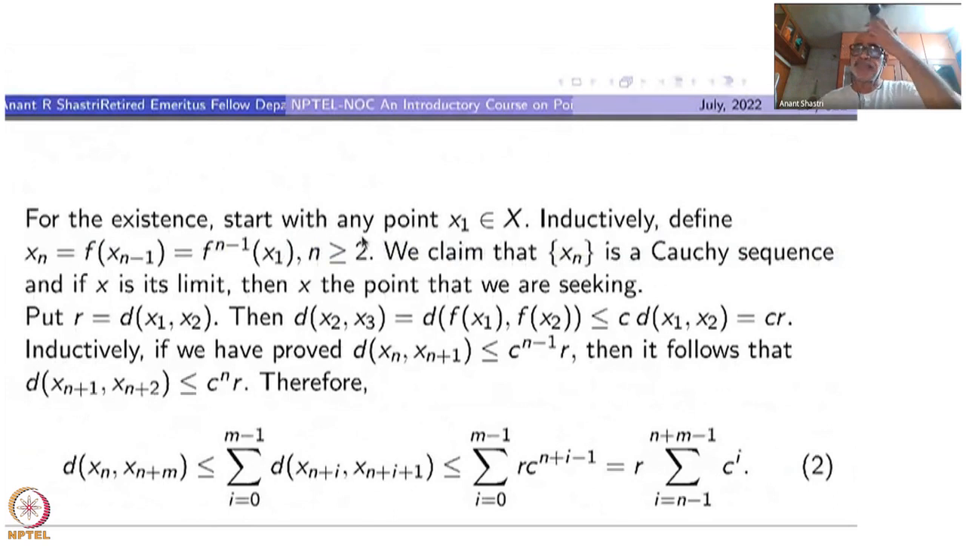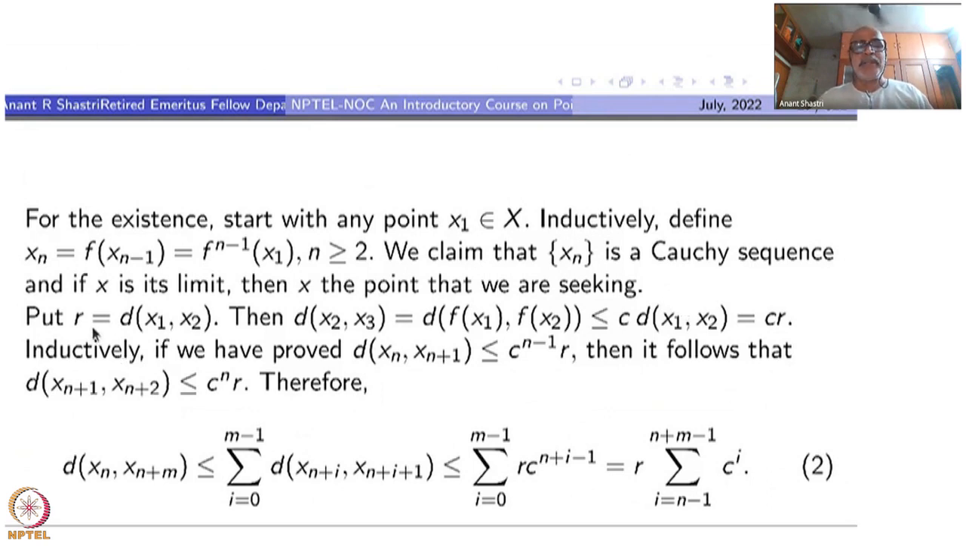For the existence part, what do we do? We follow the iteration method, right? Start with any point x1, inductively define x2 = f(x1), x3 = f(x2), and so on, xn = f(x_{n-1}), which is nothing but f composed with f, n-1 times, that is f to the power n-1 applied to x1. We claim that the sequence got by iterating the powers of f on x1, namely xn, is a Cauchy sequence. Then we will appeal to the metric space being complete to get a limit. That limit, if I denote it by x, we will show that this x is the fixed point, f(x) = x. So how does one prove that this is a Cauchy sequence?